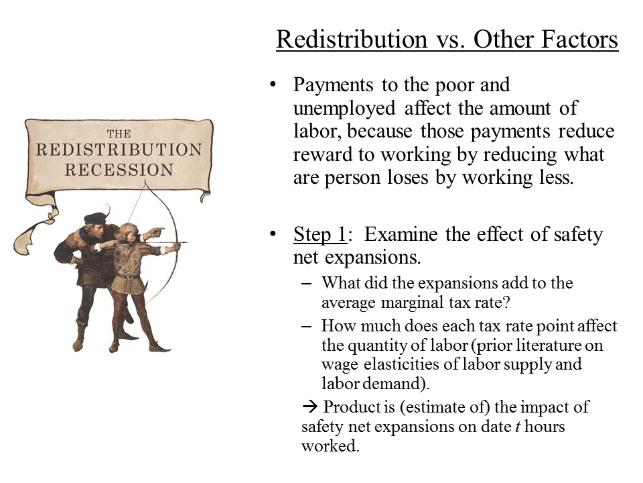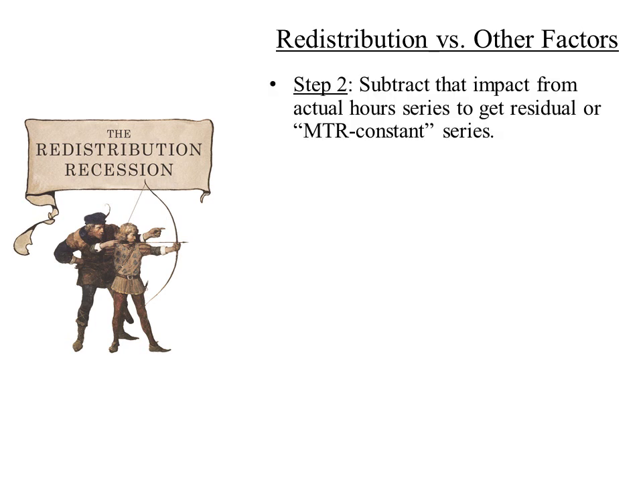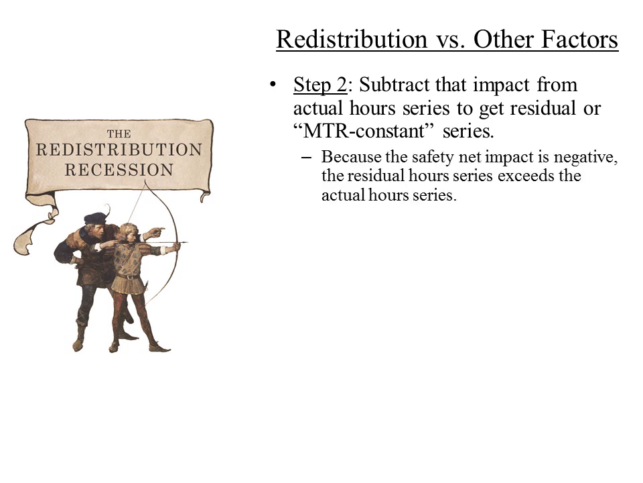The product is an estimate of the impact of safety net expansions on hours worked at each date after the recession began. The second step is to subtract the impact from the actual hour series to get a residual or marginal tax rate constant series. Because the safety net impact is negative, the residual hour series exceeds the actual hour series.